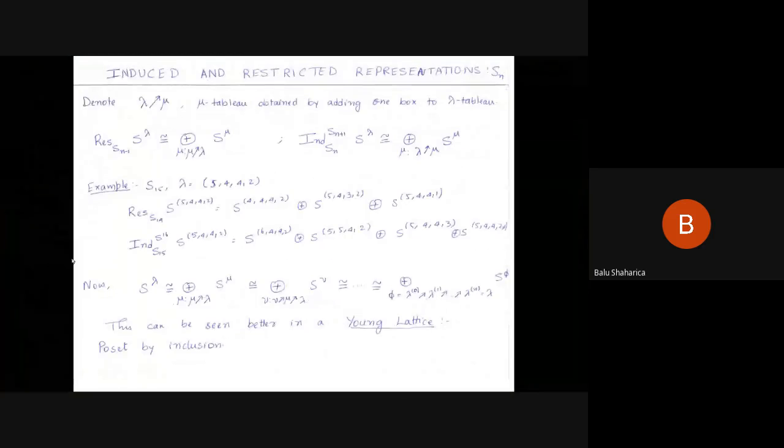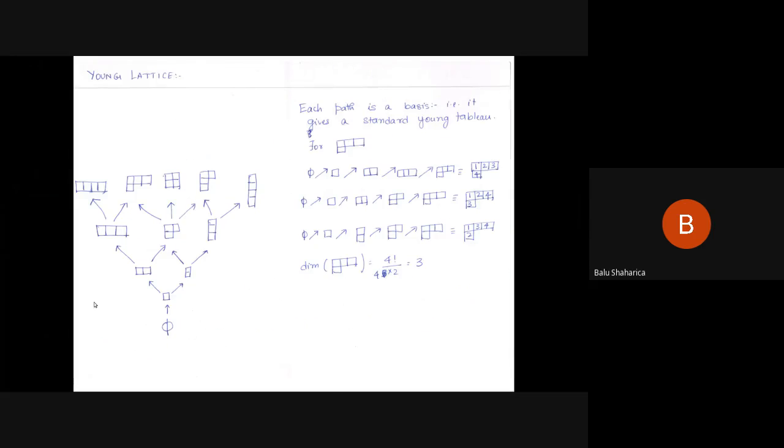So I can define this same thing recursively, starting from a null representation. I add one box, then to that one box, how many ways can I add another box, and so on. There's something called a Young lattice which represents this recursive structure. This is the Young lattice which I was talking about.